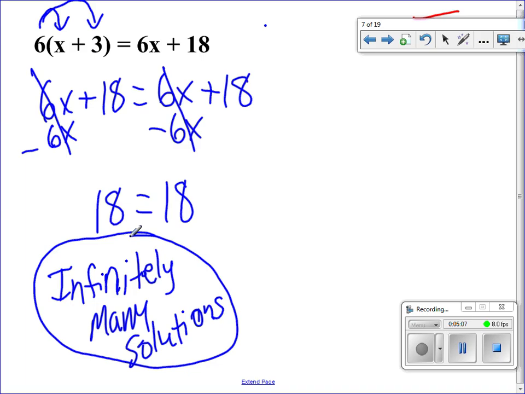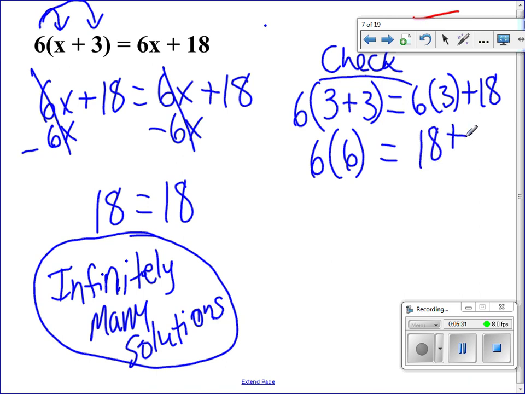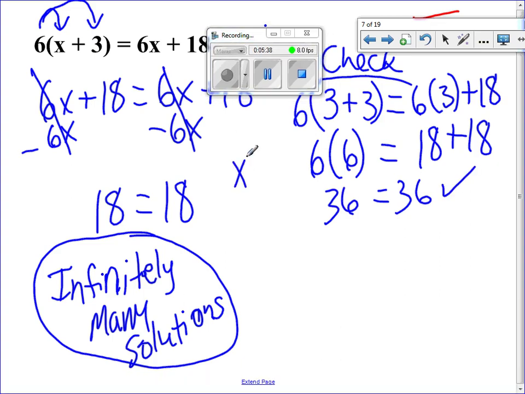Let's put that theory to the test by doing a check. Well, let's pick a random number. How about the number 3? I just picked it off the top of my head. So anywhere I see an x, I'm going to substitute the number 3. So on the left-hand side, I have 6 parentheses 3 plus 3 equals 6 times 3 plus 18. That becomes 6 times 6. And on the right side, that becomes 18 plus 18. 36 equals 36. Check. So x equals 3. That's one of the solutions of this.